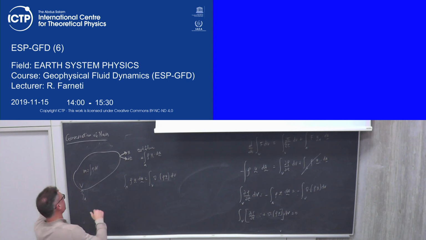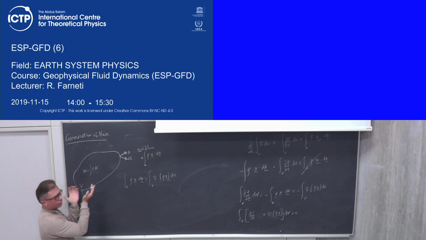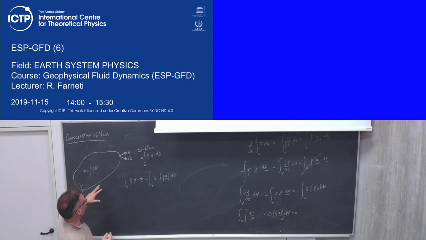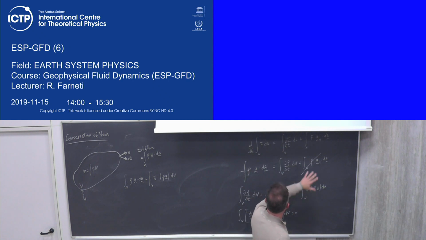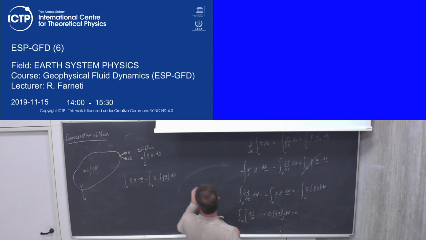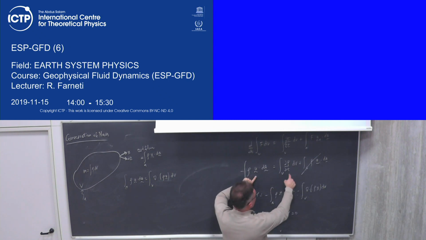Okay, so conservation of mass says that if you have an increase of mass within your volume integration, it's because there is an influx of mass through the boundary. So you look at Leibniz, and for a fixed volume it reduces to this. The rate of change of the mass integrated over the volume is given by the influx of mass through the surface. So these two are equal, and this is equal to the rate of change of mass within the volume.